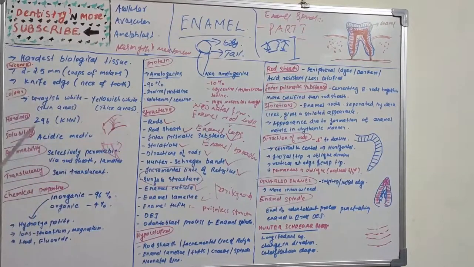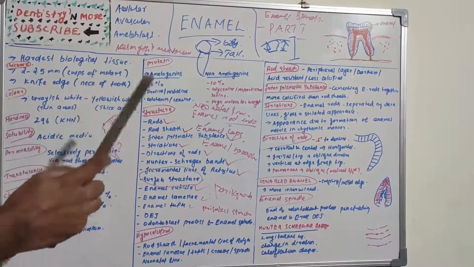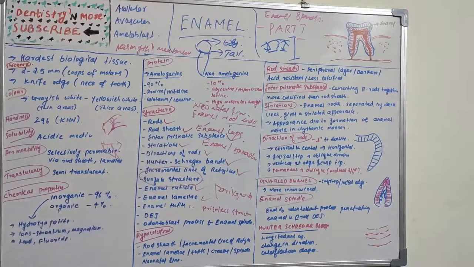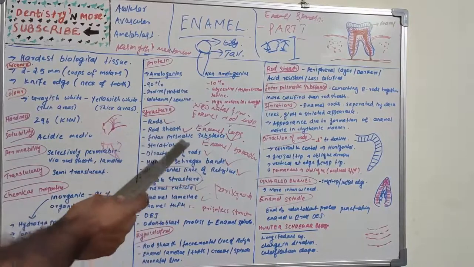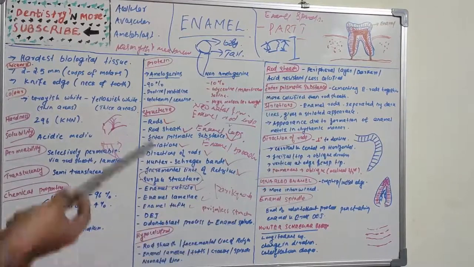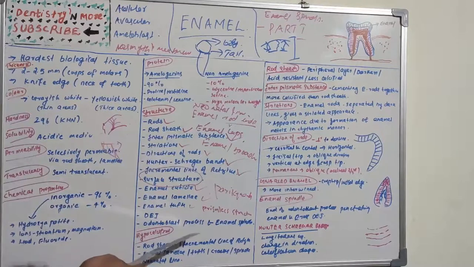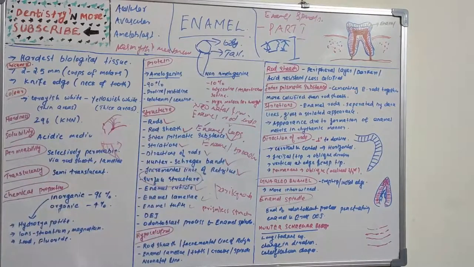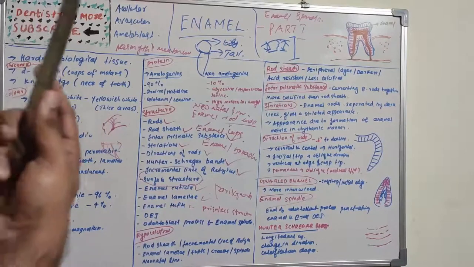We have learned about thickness, color, hardness, solubility, permeability, translucency, chemical properties, various proteins and various structures. The structures are rods, rod sheath, interprismatic substances, more about striations, direction of rods and Hunter-Schreger bands, incremental lines of Retzius, and various surface structures such as perikymata, prismless structure, enamel cuticle, enamel lamellae, enamel tufts, odontoblastic process and enamel spindle, dentino enamel junction, enamel cuticle, which is also known as Nasmyth's membrane, enamel rod ends, enamel caps and enamel brush. So all are various structures present in enamel.